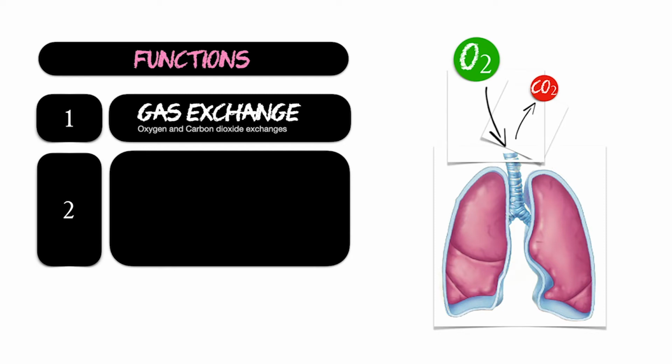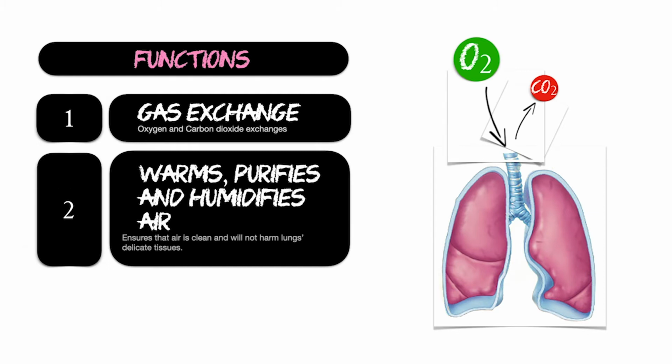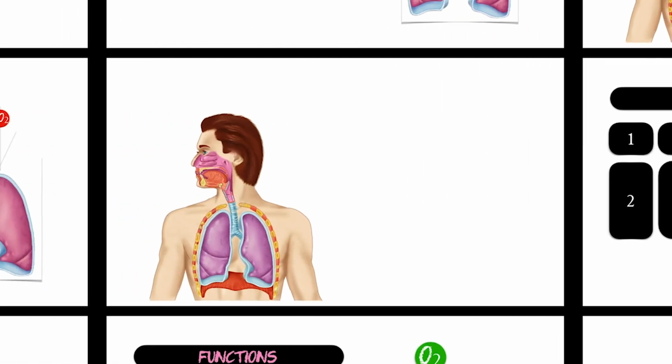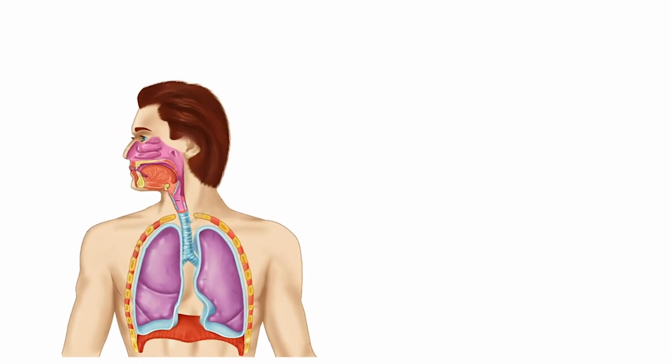Aside from gas exchange, the respiratory system also purifies, warms, and humidifies the air that we breathe in. This is to ensure that the air that gets inside our body is clean and will not harm delicate tissues in the lungs. Now, let's have a look at the respiratory system using a diagram, and let's explore the different parts involved in the system.